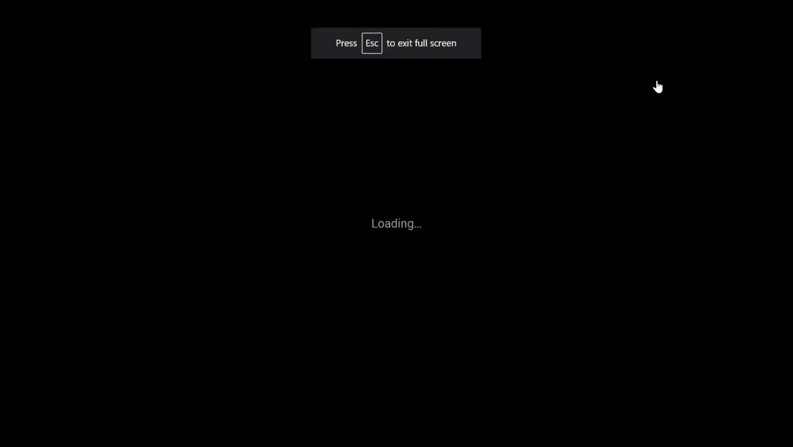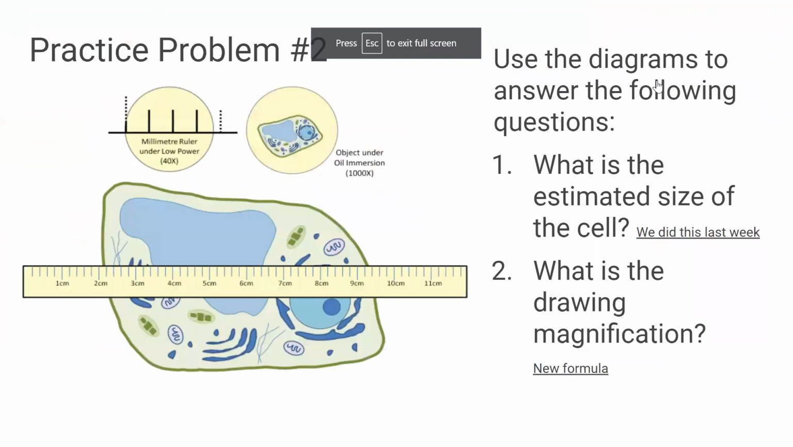Okay, here we go. Practice problem number 2. Use the diagrams to answer the following questions. First step, we need to figure out what is the estimated size of the cell. We did this not last week, but the last couple of days. So go ahead. I want you guys to see if you can do that. I'm going to give you a couple minutes to see if you can figure out at least number 1, number 2, and number 3.